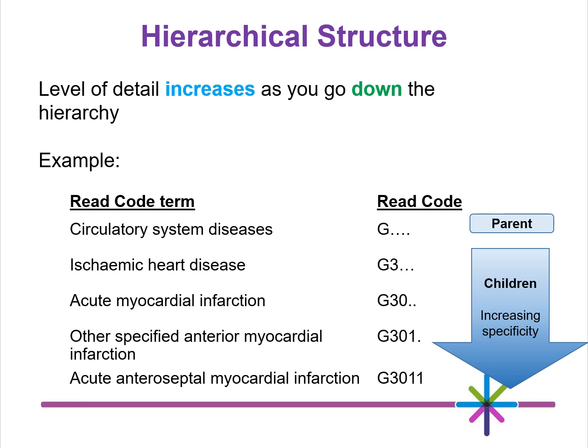This can be seen here with the circulatory system diseases chapter. The top level parent code is G... with the children underneath. Moving down the hierarchy, you can see that the codes and the code titles become more specific. At the bottom is acute anteroseptal myocardial infarction, G3011, which represents the most specific conditions seen here.